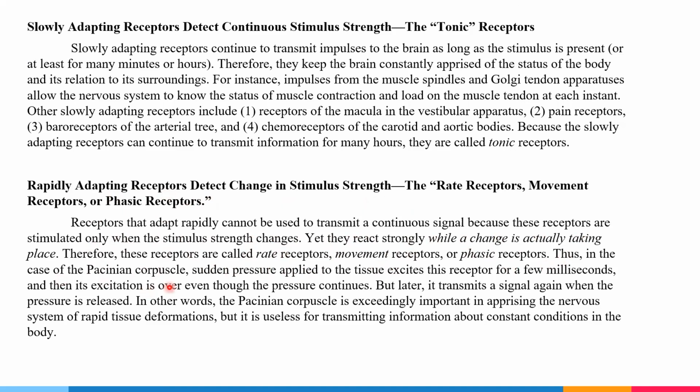Thus, in the case of Pacinian corpuscle, sudden pressure applied to the tissue excites this receptor for a few milliseconds, and then its excitation is over even though the pressure continues. But later, it transmits a signal again when the pressure is released. In other words, the Pacinian corpuscle is exceedingly important in apprising the nervous system of rapid tissue deformations, but it is useless for transmitting information about constant conditions in the body.